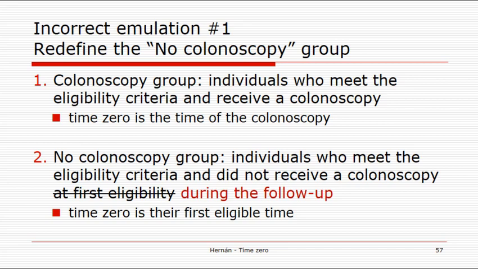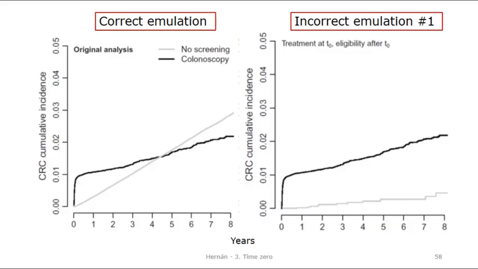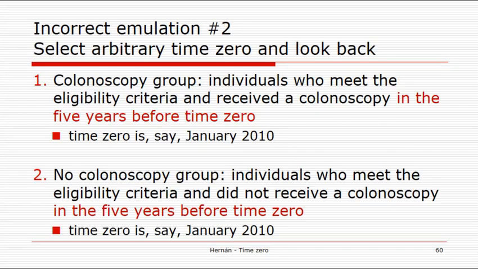In fact, in this case, it gives you a completely nonsensical result, because if you don't include people who have a colonoscopy during the follow-up, you are excluding everyone who had colon cancer that was diagnosed during colonoscopy. So this is biased. Another way of doing this is, let's say that you read a paper that says, we are going to put in the colonoscopy group everyone who met the eligibility criteria and received a colonoscopy in the 5 years before baseline, and in the non-colonoscopy group, everyone who met the eligibility criteria at baseline and did not receive a colonoscopy in the 5 years before baseline.